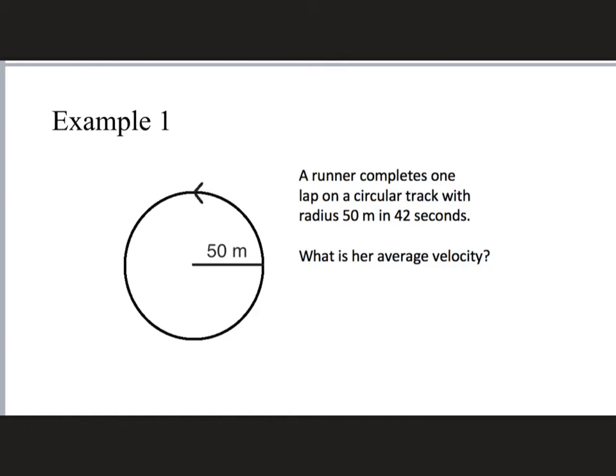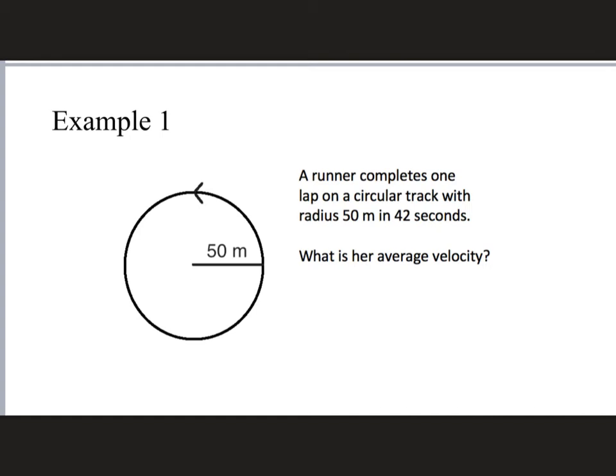So here's an example, and you can think about this for a minute. The question is, a runner completes one lap on a circular track with a radius of 50 meters in 42 seconds. What is her average velocity? And so I start here, or the girl starts here rather, and she goes around this circular track, and she makes one complete lap, and it takes 42 seconds for her to do that. So what's the average velocity?